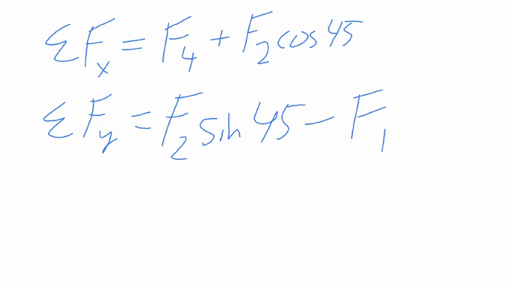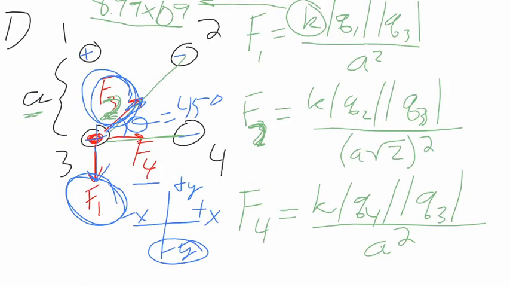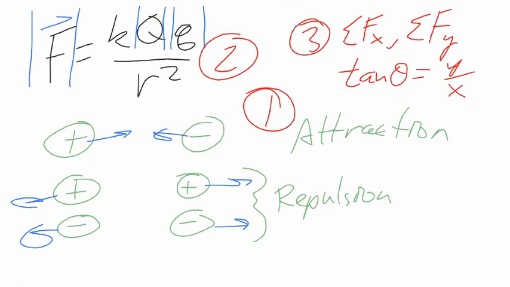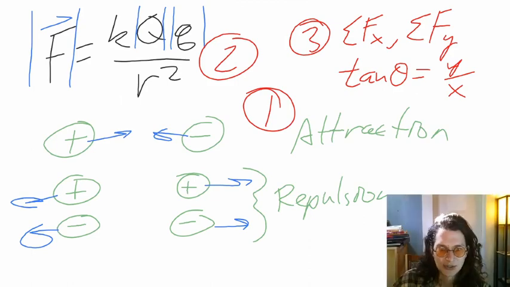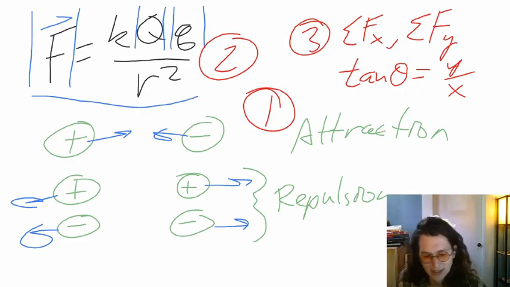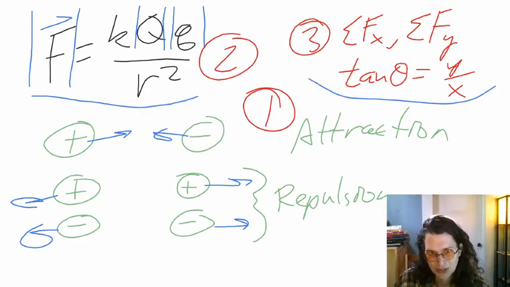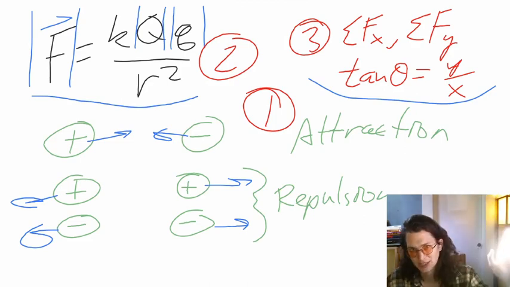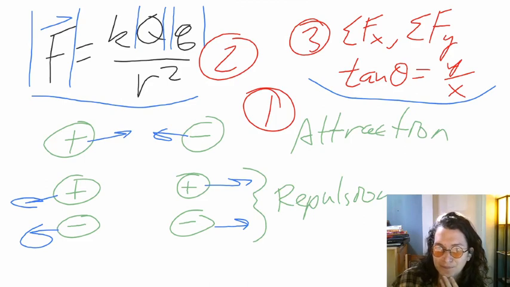Okay, so we went through our steps again just to refresh with what those steps are. Step 1 is draw a picture to determine if your forces attract or repel. Step 2 is to calculate the actual magnitude of each force using kq over r squared. And then step 3 is the superposition principle, where you sum your x and y components, just as we did in physics 1 with vectors.